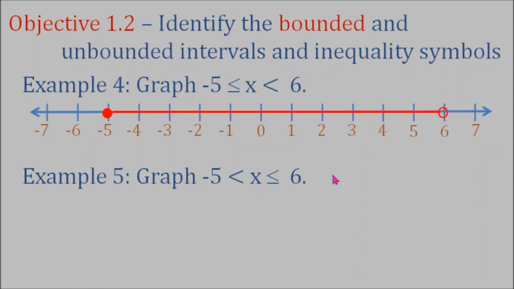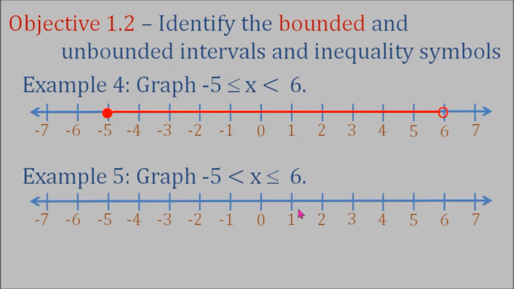How about if we switch the inequality? So this time, for our example number 5, we are going to graph -5 less than x less than or equal to 6. So this is our number line. We are going to put an open circle on -5 because this is just less than, and then we are going to put a closed circle on 6 because it's less than or equal to. Then we shade that part between the two numbers. So this is the graph of -5 less than x less than or equal to 6.